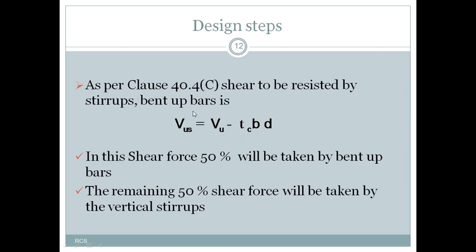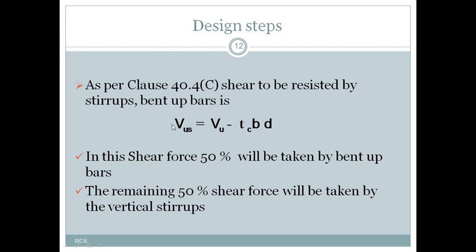So we know that the factored shear force in an RC element is equal to the factored shear force in steel plus the factored shear force in concrete. From that I want to calculate the shear force to be resisted by steel, that is VUS equal to VU minus VC. That VC value should be substituted, that is tau C into BD. So this is how we calculate VUS, the strength of shear reinforcement. So this is the total strength of shear reinforcement.